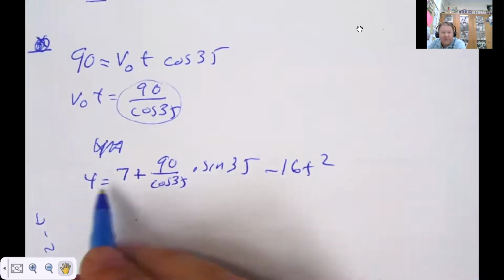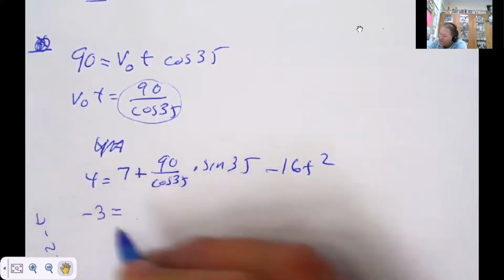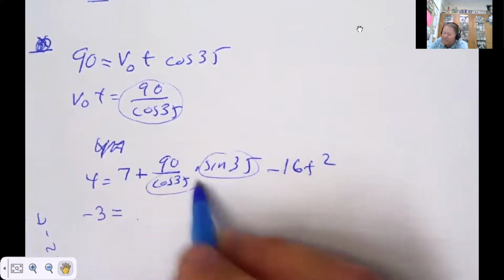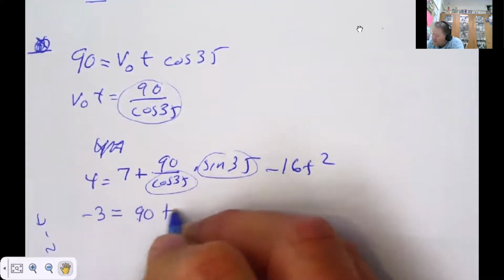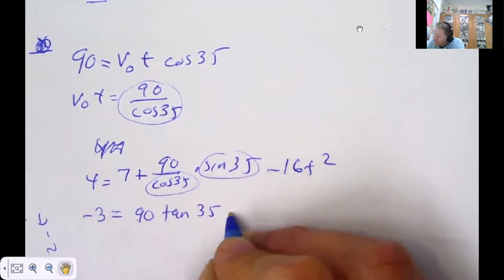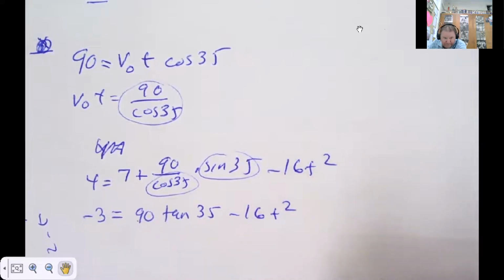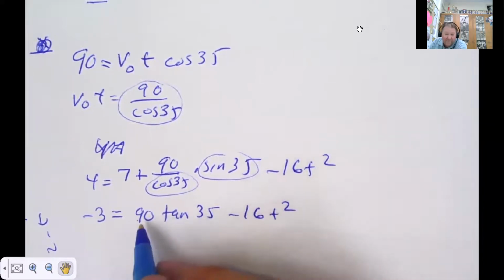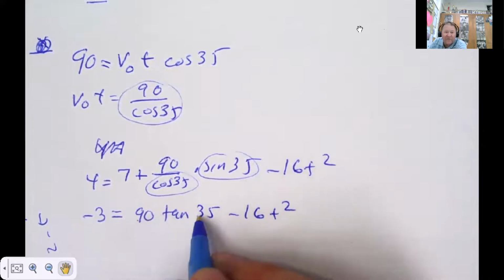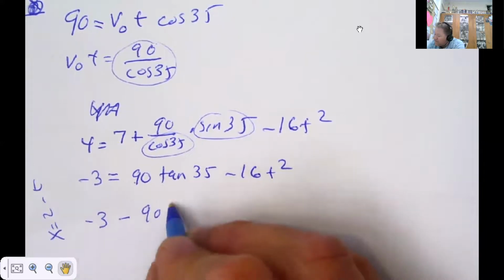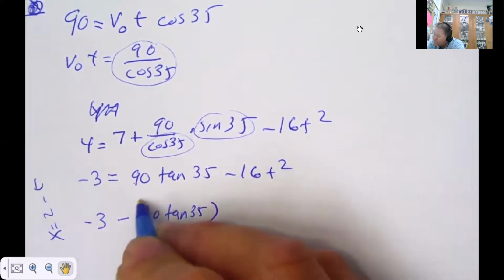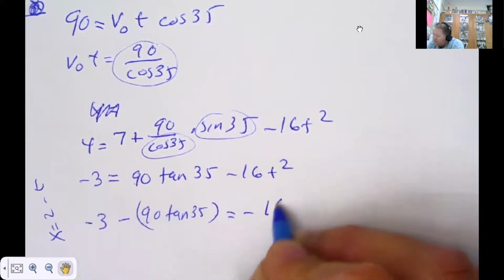Well, okay, let's subtract a 7 from both sides. It's -3 is equal to, and by the way, sine over cosine, as long as it's 35 and 35, sine of x over cosine of x is tangent of x. That will make it easier. 90 tangent of 35 minus 16t squared. All right, let's subtract 90 times the tangent of 35 from both sides. We get -3 minus the quantity 90 times the tangent of 35 is equal to -16t squared.